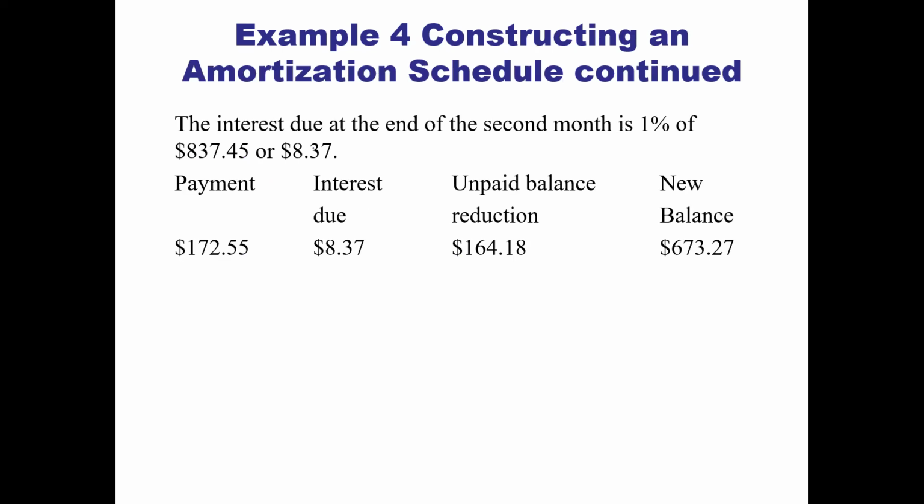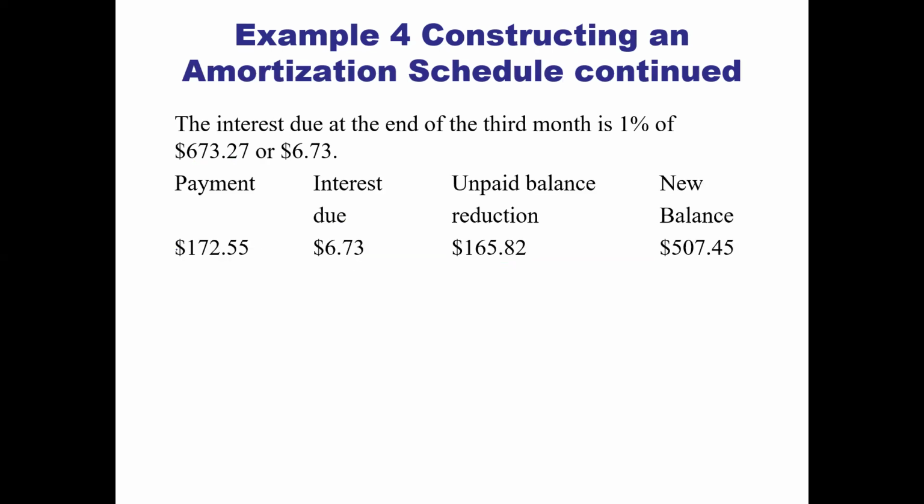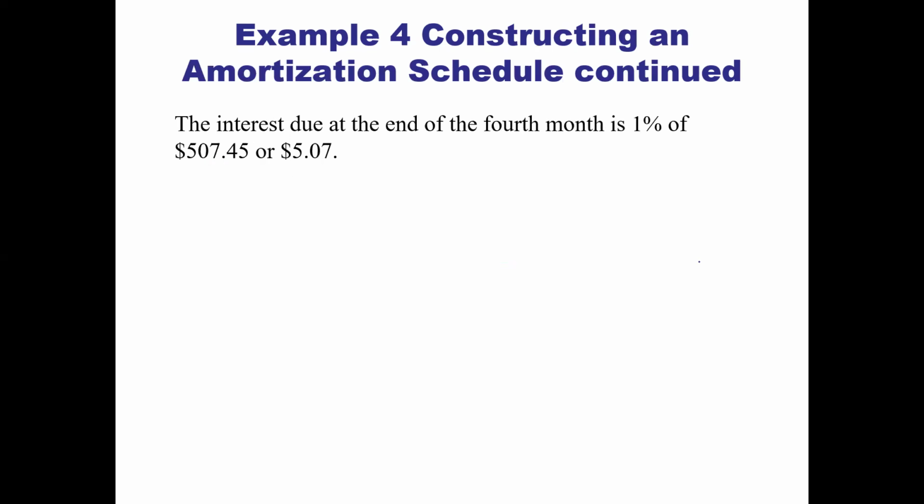All right, so we have to pay the interest on 837.45 for the next one. Our payment stays the same. That changes, so we subtract it and we get 164.18. Now we take that from our balance on the previous line, which is 837.45, and we get 673.27. So now we do our next one. Now it's 673.27. 1% of that is going to be 6.73, and we do the same thing. We take the payment minus that, we get our unpaid balance reduction. Take that from this, and we get 507.45 as our new balance, and we just keep going.